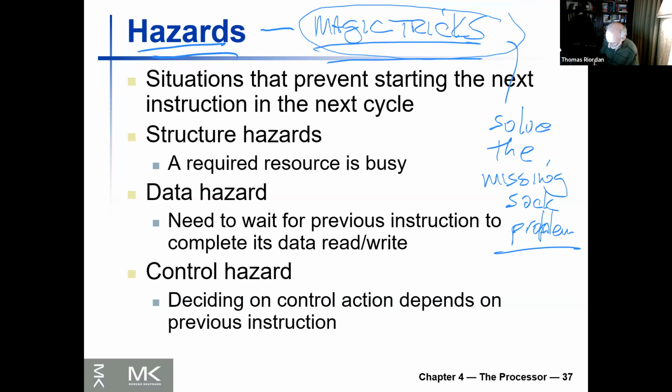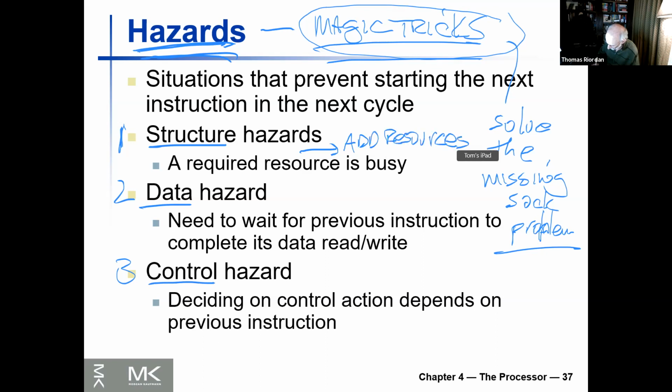Okay, so we have our 3 types of hazards here, and we'll call them the 3 different missing sock problems that we have to solve, and we have them named here: structural, data, and control. So 1, 2, and 3. These are our 3 types of missing sock problems. And the first one we'll solve easily. We'll just add resources.